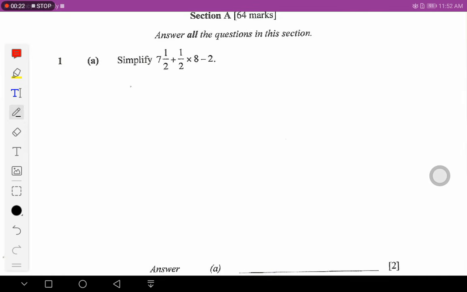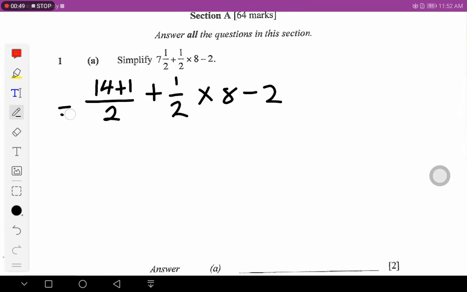So what you can do, you can write the first part here as an improper fraction. So you are going to multiply 7 by 2 and then add plus 1 there. Okay, so let's do that. When we do that, we find 7 times 2, that's 14. So we have 14 plus a 1 all over 2, then plus half times 2 times 8 minus 2, like that. So here we have 15 over 2 plus a half times a 8 minus 2, like that.